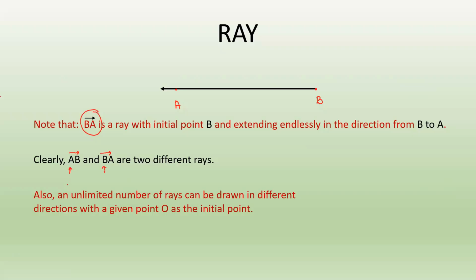Now, another important point: if we have any point, say O, from this point O we can draw indefinite, unlimited rays. So for example, I can draw like this. So unlimited rays can be drawn from any one point O. This is also important to understand.